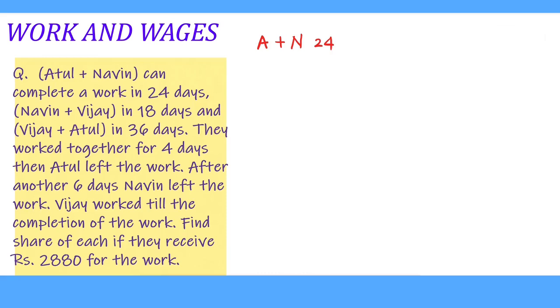Then Naveen plus Vijay, I am denoting Vijay by V, in 18 days. And Vijay plus Atul can complete the work in 36 days. So the LCM of 18, 24 and 36 is 72. But we will be taking double of it, which is 144, as Atul plus Naveen, Naveen plus Vijay, Vijay plus Atul, if we add this, then we get each 2 times. So we are taking double of the LCM, which is 72 multiplied by 2 is 144.